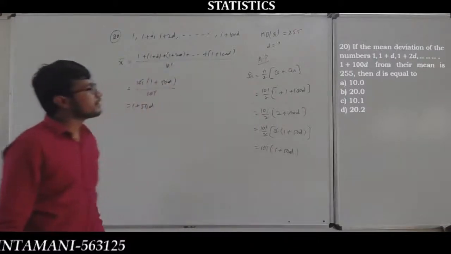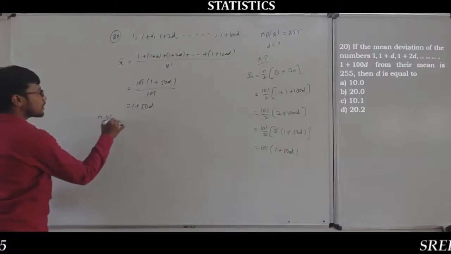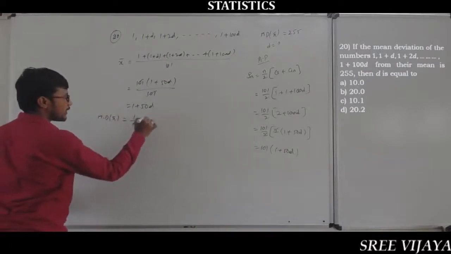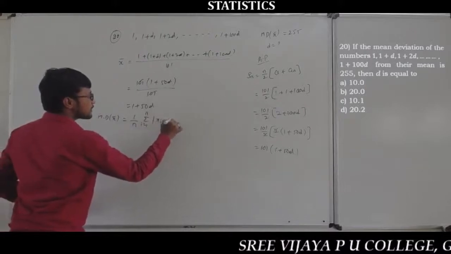But what can we find? We can find d by using the mean deviation, right. So the mean deviation about x bar is equal to 1 by n, summation of i equals 1 to n, modulus of xi minus x bar.